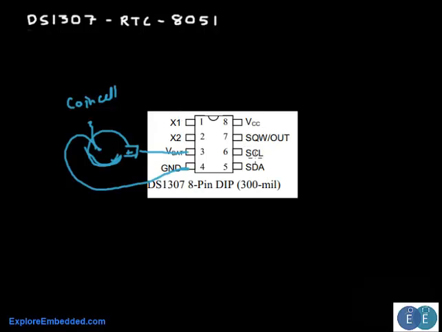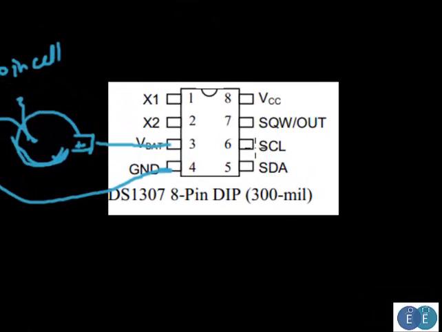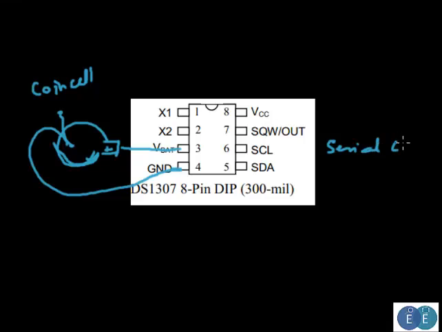Now these are the pins that we are talking about. SCL is the serial clock for the I2C, and SDA is serial data. With these two pins, the IC communicates with the 8051 microcontroller. There is an optional square wave output pin on the IC which generates a square wave, which could also be used to measure count time, but we will not be discussing that.